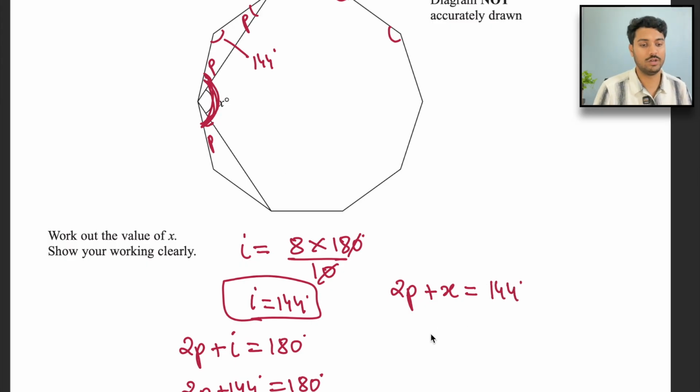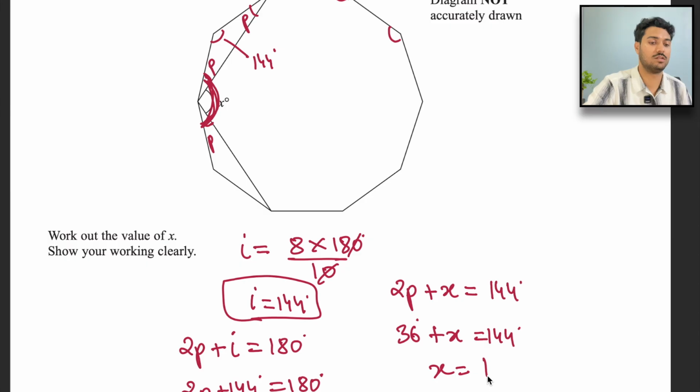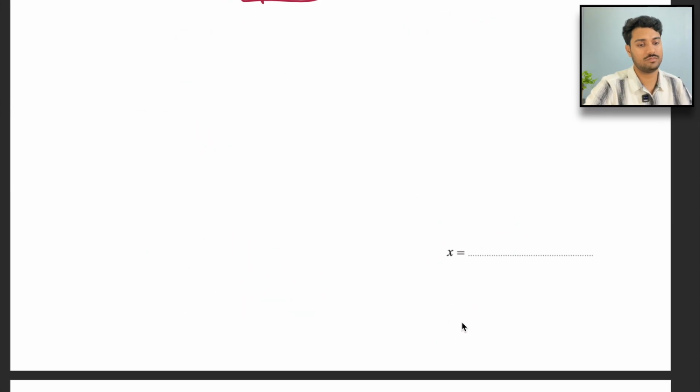And P is 18. So 18 into 2, 36 plus X equals 144 degrees. X is going to be 144 minus 36, which is 108 degrees. So the value of X is 108 degrees.